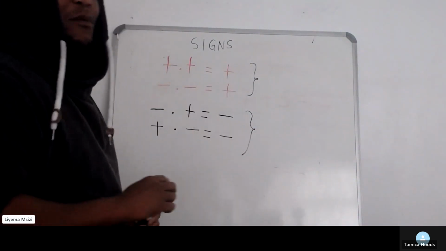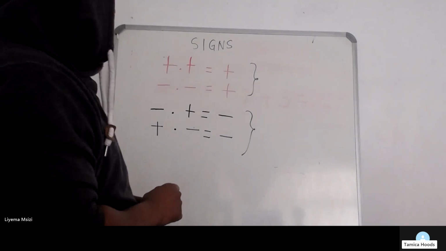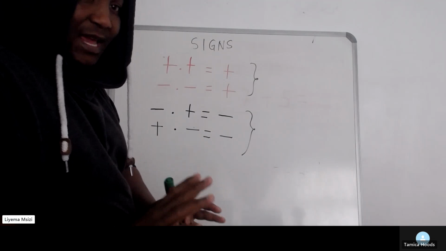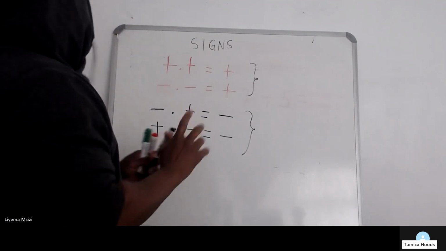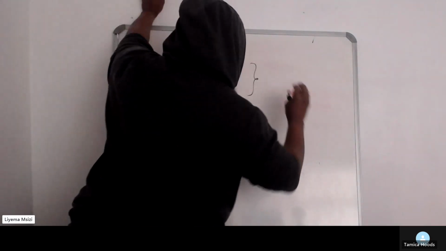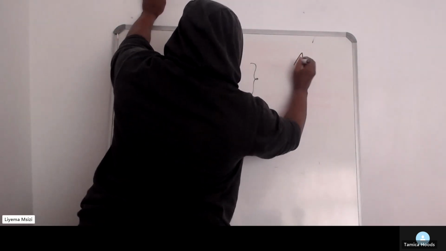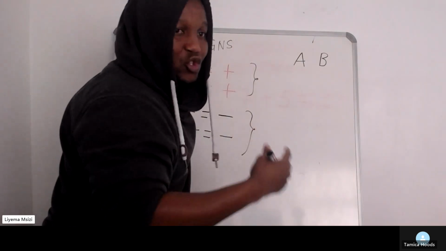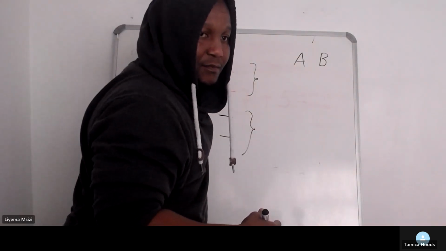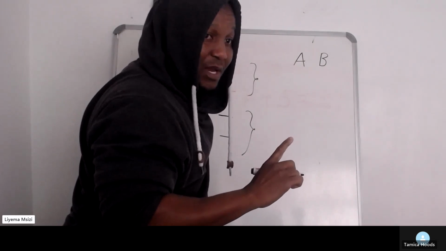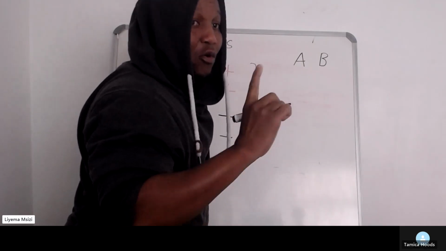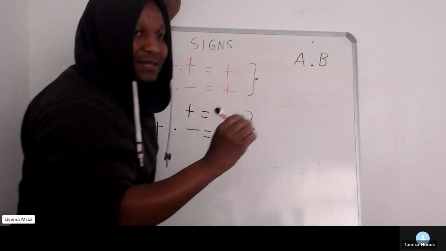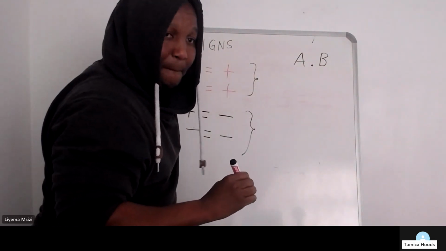I can say it again if you want. It's fine, I got it. It's clear. Another thing: if you have A and B and there's no sign in between, you assume it is multiplication. Or sometimes they give you this dot here, meaning multiplication.